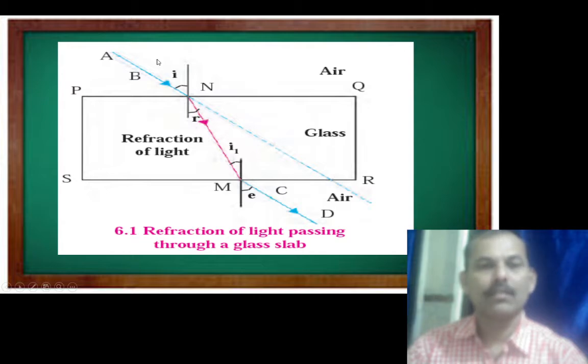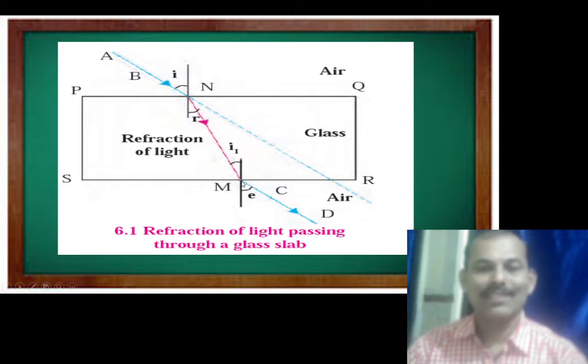Air is a transparent medium, and here glass is another transparent medium. And this light ray, when it passes from one transparent medium, that is from air, to another transparent medium, that is glass, changes its path like this. That's why refraction of light occurs here.